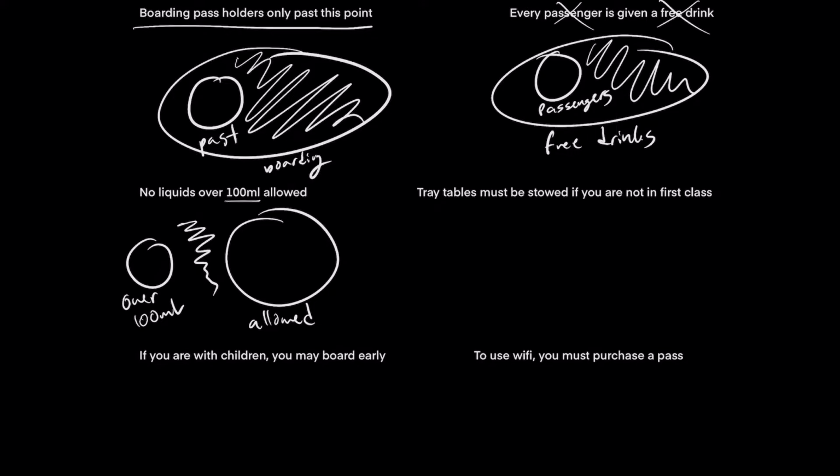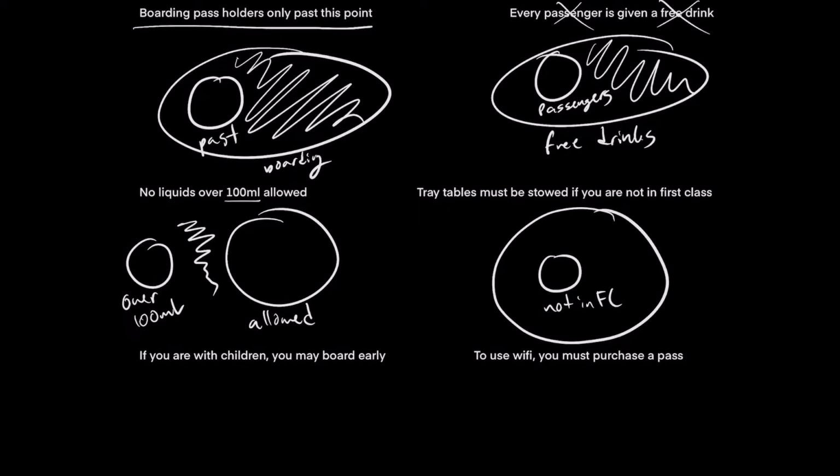The next one, tray tables must be stowed if you are not in first class. So if you're not in first class, you must stow your tray tables. But be careful, this doesn't mean that if you are in first class, you must not stow your tray table, right? This just means that if you are not in first class, you must. So this is just saying that if you're not in first class, your tray tables are stowed. There could still be some people here that are in first class that stow their tray tables, right?